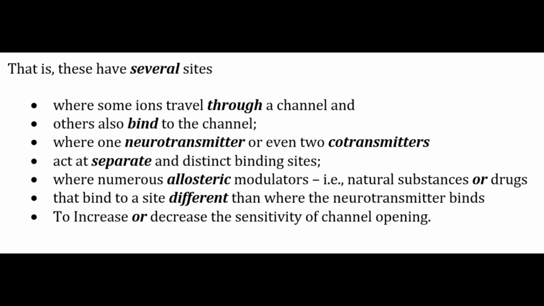Multiple neurotransmitters and co-transmitters can act at separate binding sites at the same time. And allosteric modulators, which can be natural substances or drugs, bind to a site different from where the neurotransmitter binds to increase or decrease the sensitivity of channel opening.